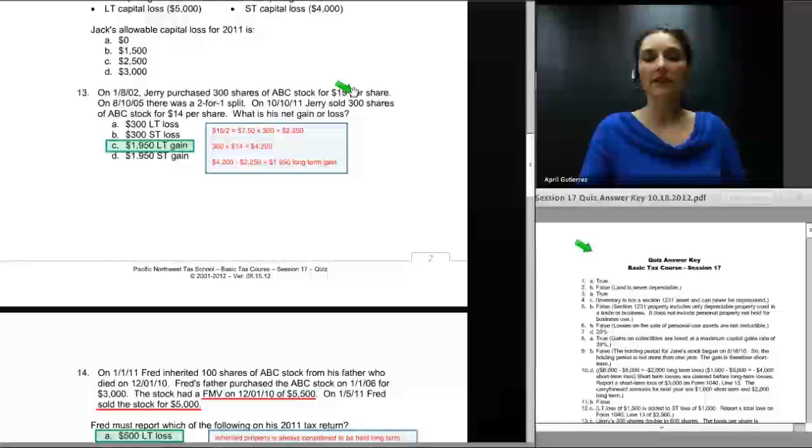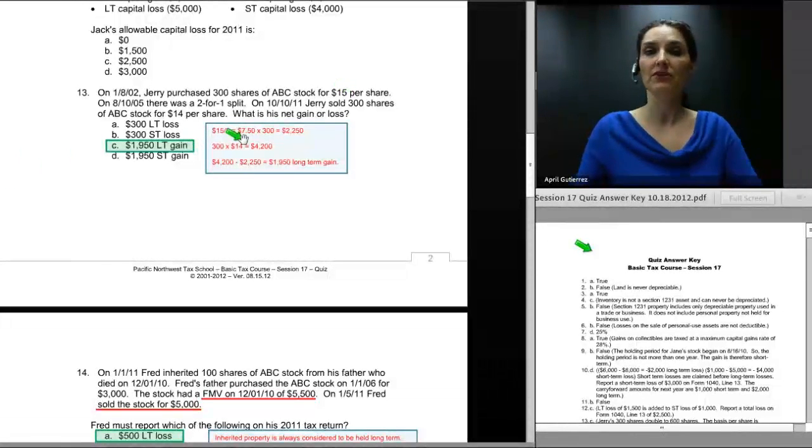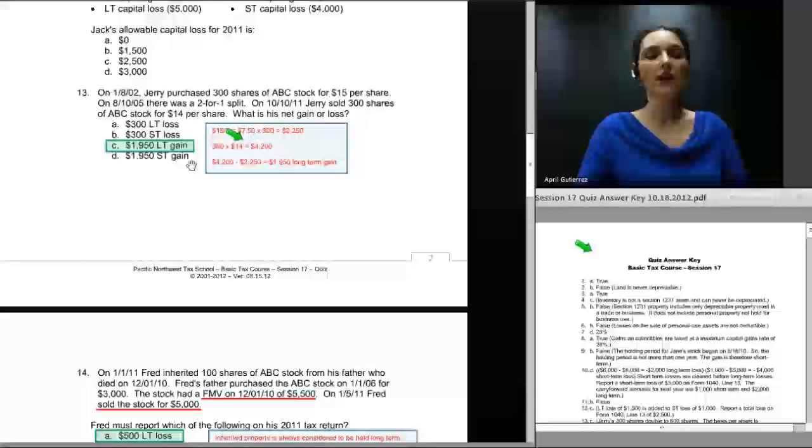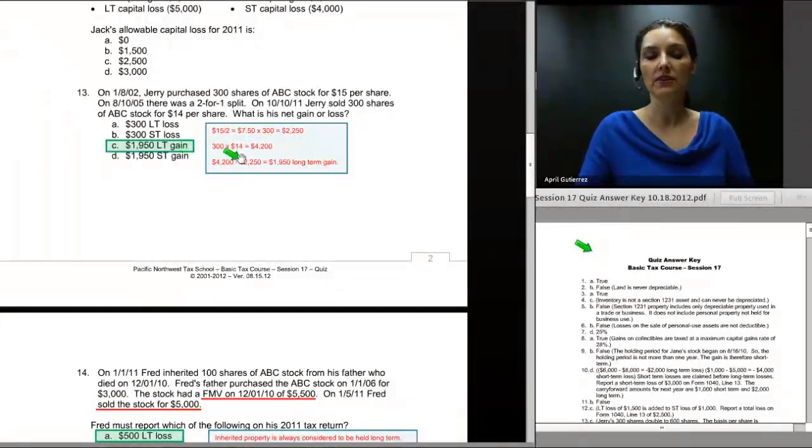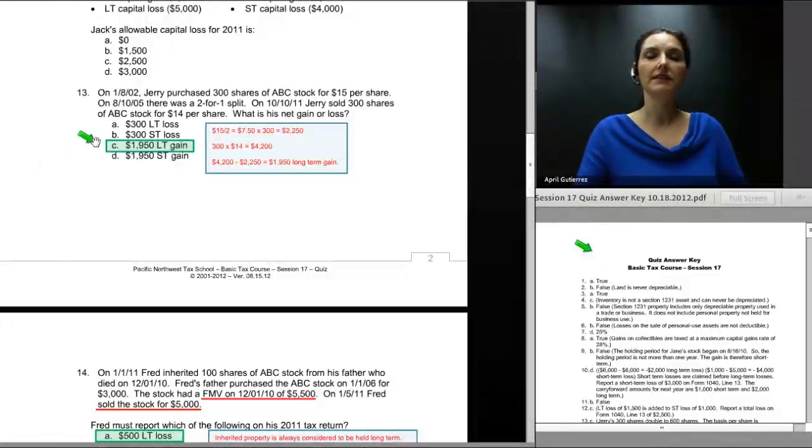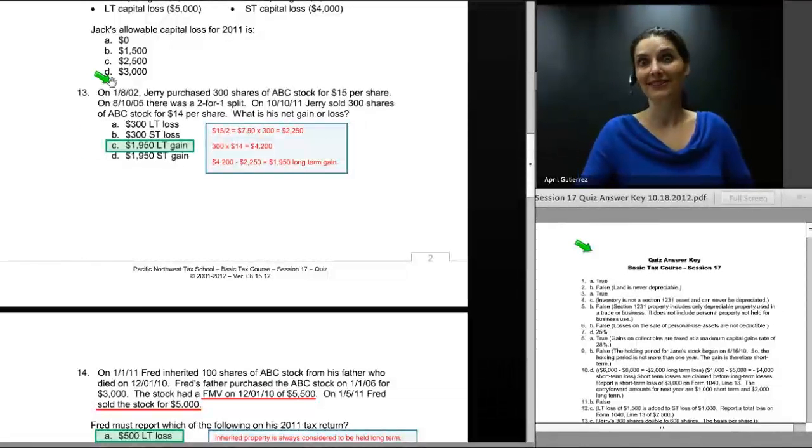Now we look at the sale event. And on 10/10/11, he sold 300 shares of ABC stock for $14 per share. So we take 300 times 14, and that gives us $4,200 total sale price. We then say $4,200 of sales proceeds minus out the $2,250 cost gives us a long-term capital gain of $1,950, and that makes C the correct answer. And if you're wondering why long-term, well, long-term is because he obviously purchased that stock almost 10 years ago. It's clearly long-term.